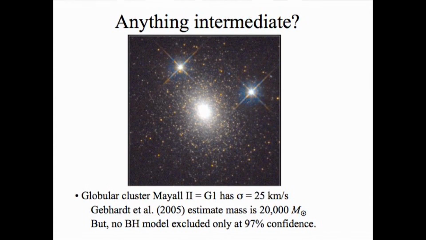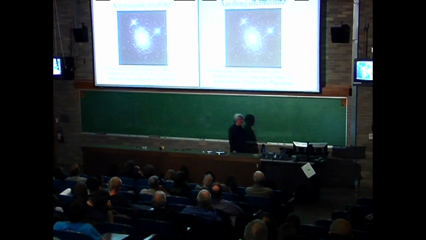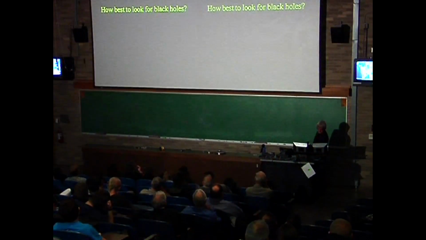The problem with this is that you can also interpret the data in other ways, by having a collection of, say, a neutron star, something else that's dark and massive. And you can't exclude the idea that there would be no black hole at a better than 97% confidence, which is good enough for normal people, but not nearly good enough for scientists, unfortunately.